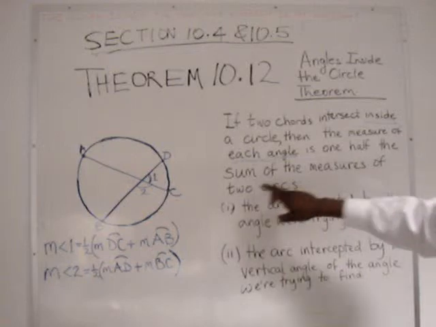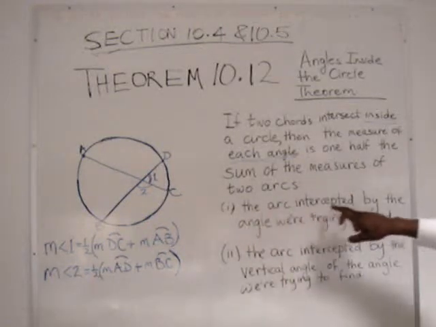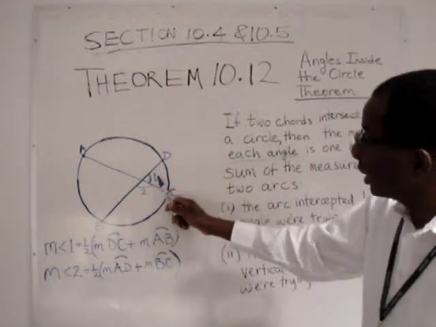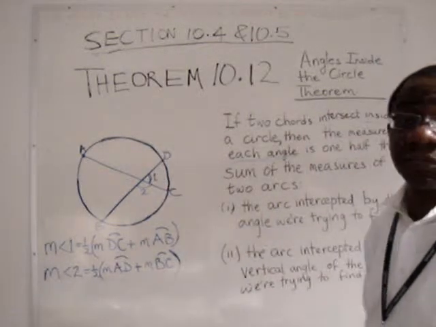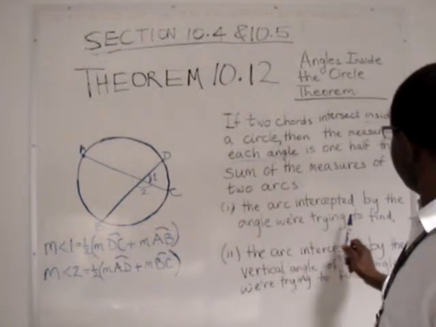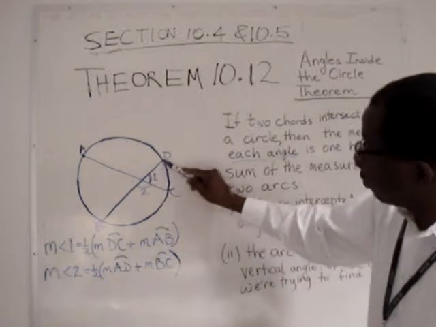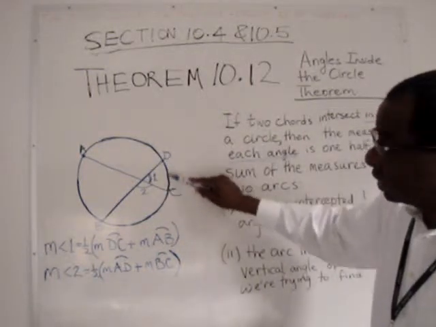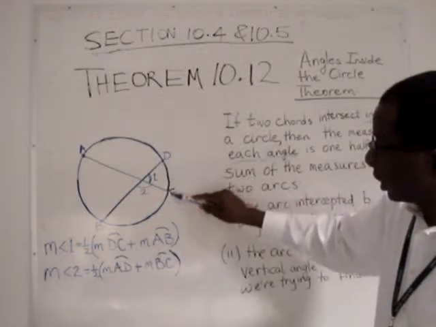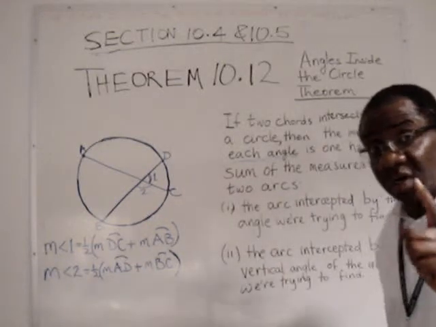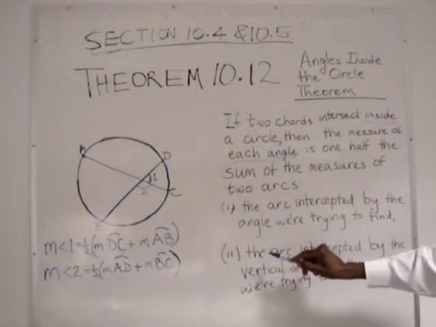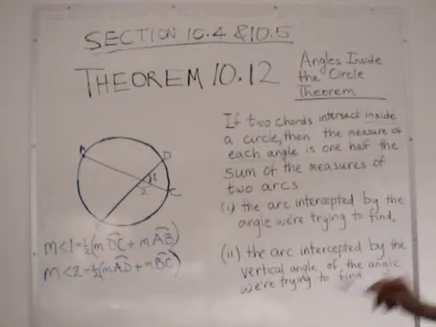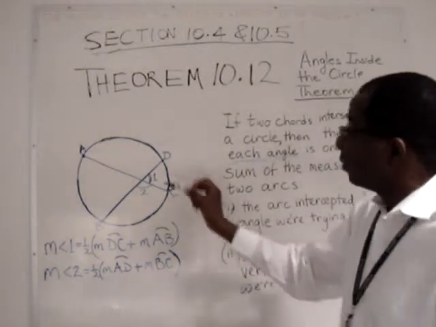The measure of 2 arcs. One, the arc intercepted by the angle we're trying to find. So what's the angle we're trying to find? Let's say it's angle 1. What's the arc intercepted by angle 1? Well, you know that. It's DC. So that's one of the 2 arcs. Then the second arc is the arc intercepted by the vertical angle of the angle we're trying to find. So there's the vertical angle, which is this one.